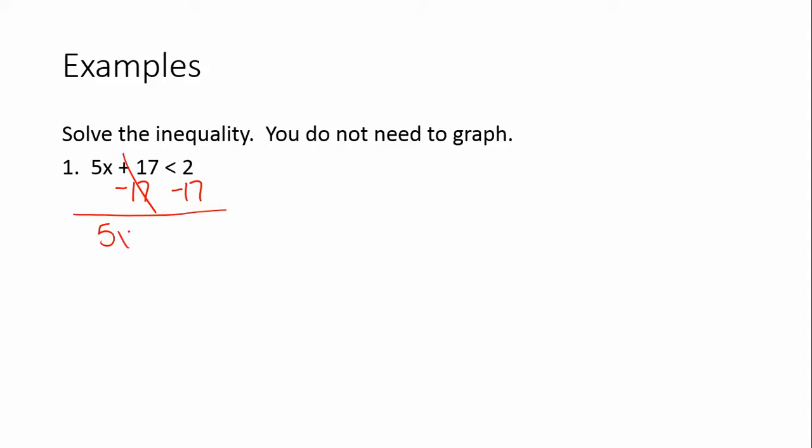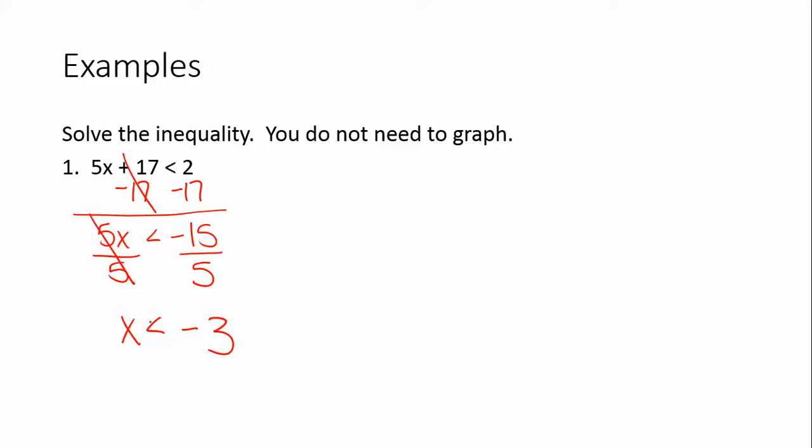That gives us 5x is less than negative 15, because 2 minus 17 is negative 15. Now we're going to divide both sides by 5. That gives us x is less than negative 3, and this is our answer. Again, we don't have to graph. If you want to check your inequality, you can't use the number 3 or negative 3 to check. You have to pick something that's actually less than negative 3 to see if it's true.